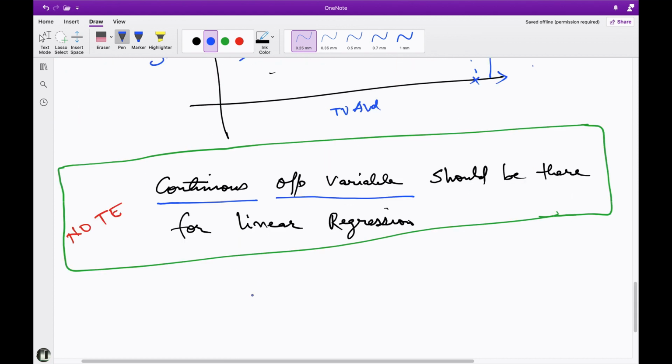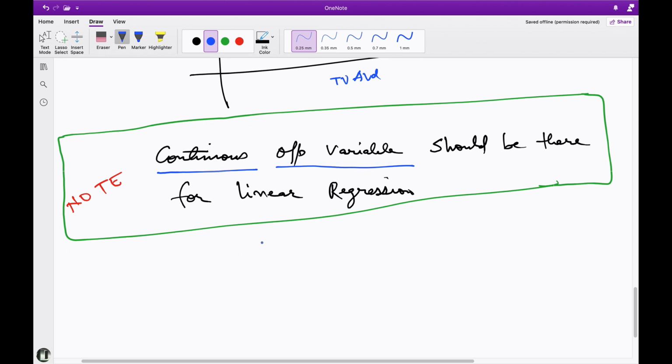An example I can give you for this is like the sales data that we have seen earlier, or a person spending time on a particular website. So this time thing is also continuous data.